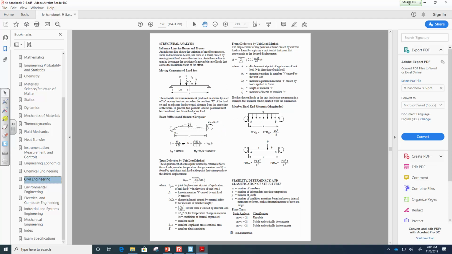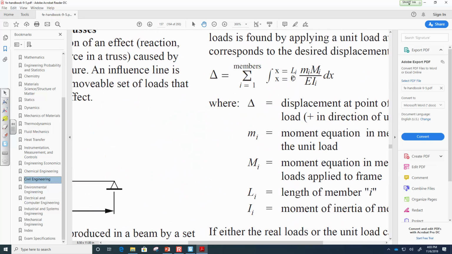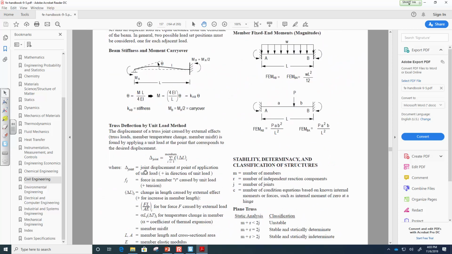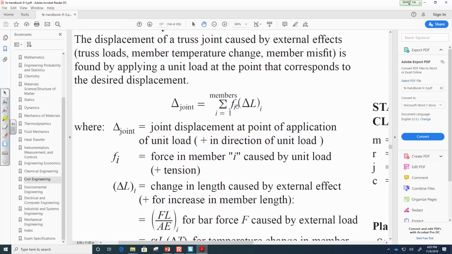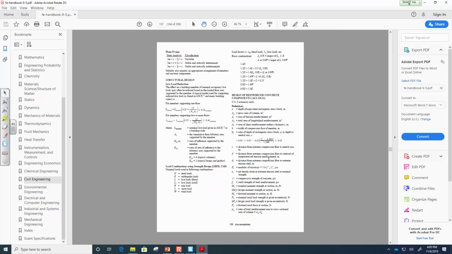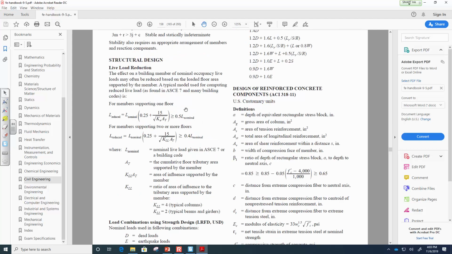So this is structural analysis. Most of this is stuff you really won't have to deal with except for maybe this. Y'all should remember that, unit load, virtual work. Here's the one for trusses, so little f, and then this, which is big F, L over DA, just sort of how they rewrote that. Classification of structures is not really that big of a deal. Now we're starting to get into stuff that's a little more familiar: live load reduction, load combos, and now we're into concrete design.